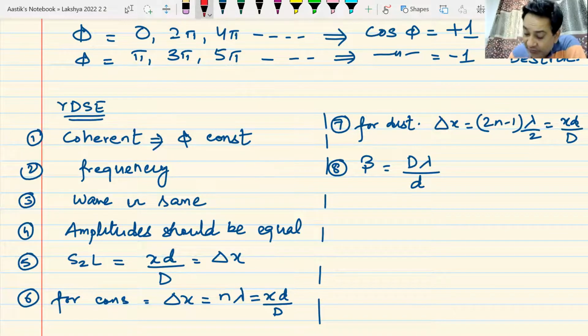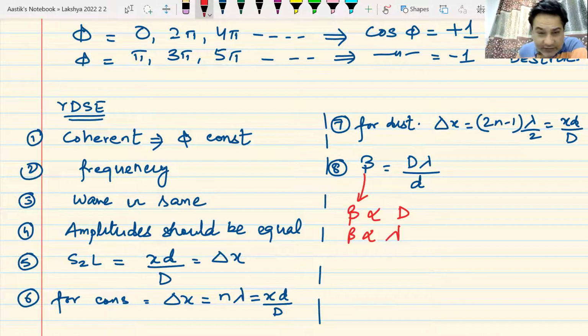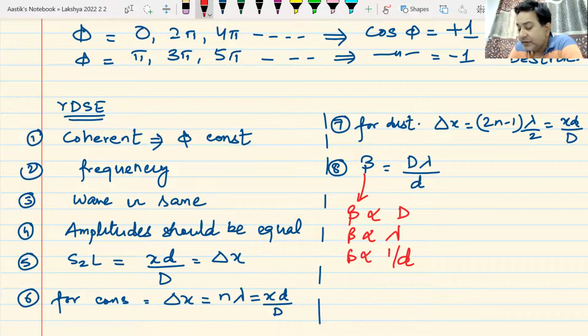Now you can write these important things about beta. Beta is directly proportional to capital D. Do we understand this? Yes, sir. If the distance is more, you will have more fringe width, and therefore your interference will become very, very bad. You don't want that to happen. Beta is directly proportional to lambda. If you increase the value of lambda, beta will increase. Do we understand this? Yes, sir. Beta is inversely proportional to small d. That means if you decrease the slit distance, the fringe width will increase. Do we understand this?